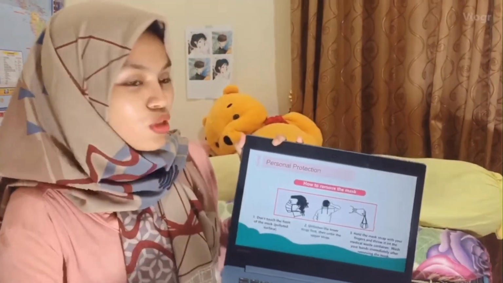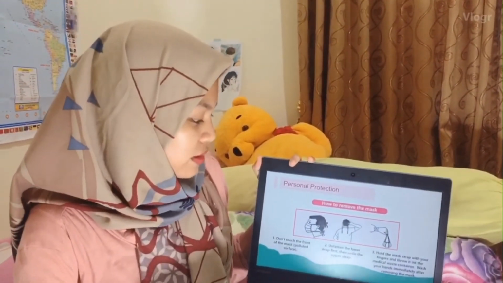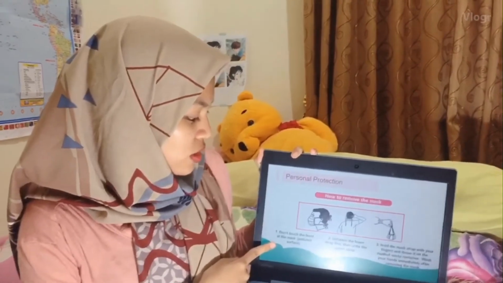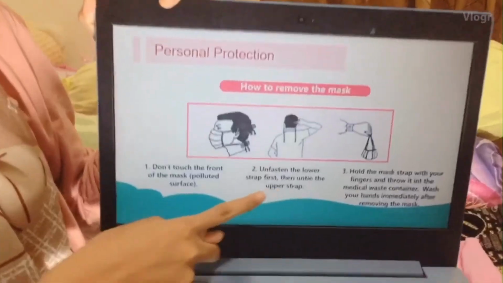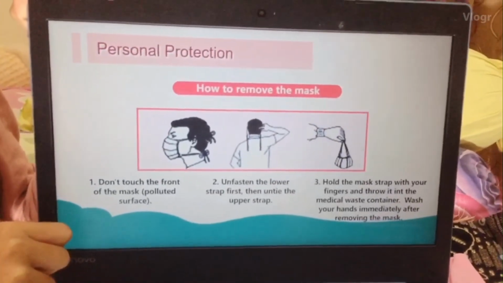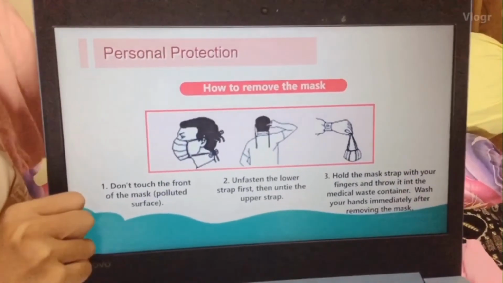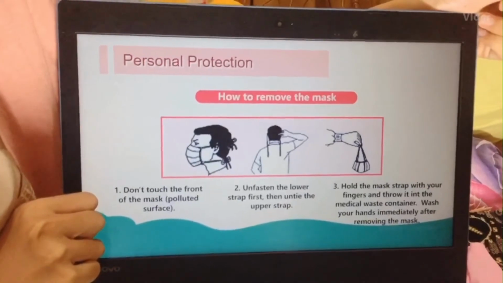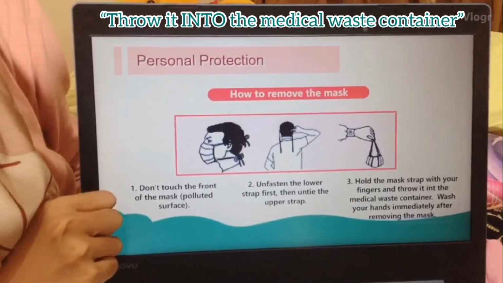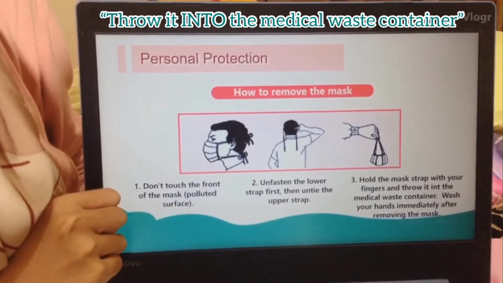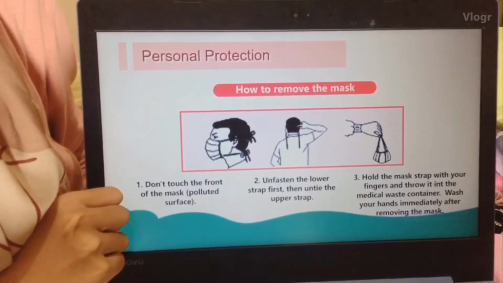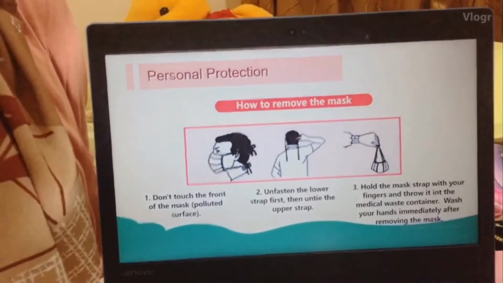Next, I want to show you how to remove the mask. First, don't touch the front of the mask. Second, unfasten the lower strap first, then untie the upper strap. Third, hold the mask strap with your fingers and throw it in the medical waste container. Wash your hands immediately after removing the mask.